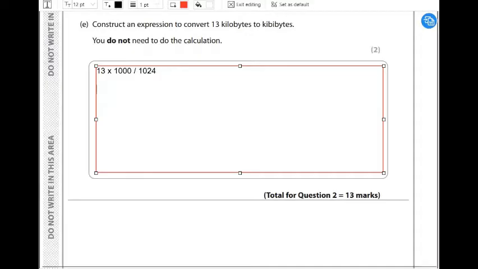Or, alternatively, you could have 13 times 1,000, 13,000 divided by 1,024. So that's another way you could do it. Or if you wanted to, you could have 13 times 500 divided by 512. Or you can have 13 times 250 divided by 256, and so on. So those are some of the examples you could have. Any one of those, as long as you get that sort of procedure, as long as it's over 1,024, you will get a mark for that. Okay?